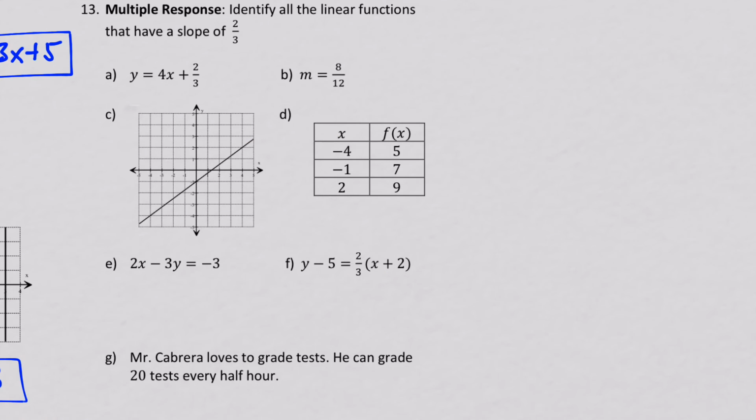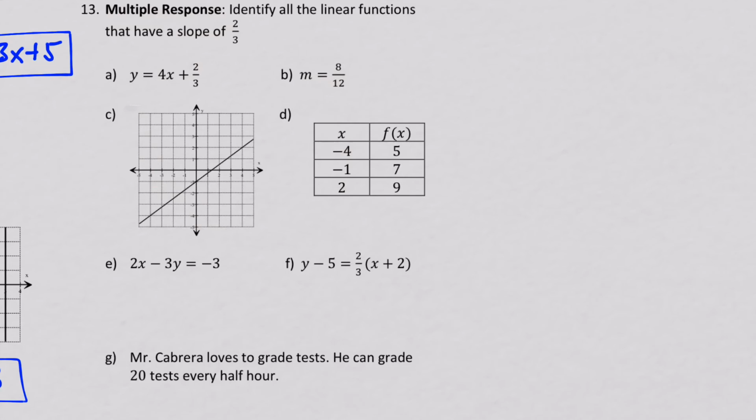Okay, number 13. Halfway there, guys, pretty much. Multiple response. So just to be clear, when you have a multiple response question, what it's saying is you have a lot of choices, and you have to check all of them individually and circle all of the ones that apply. So you can have more than one answer. Okay, so check each of them by themselves.